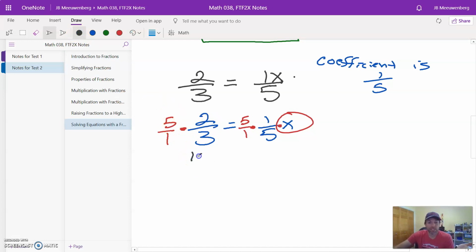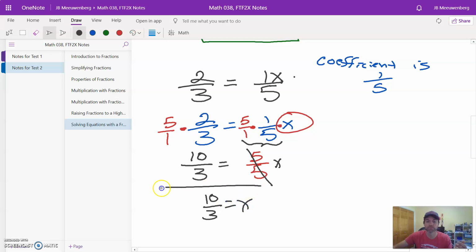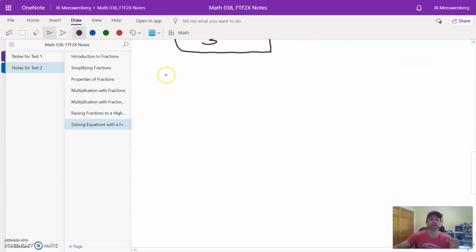Multiply. 5 times 2 is 10. 1 times 3 is 3 equals. Notice this stuff right here, the 5s and the 1s, when we multiply, we just end up with 5/5 x, which can cancel out. And we're left with 10/3 equals x. It doesn't matter that the x is on the right side. It still works the same way. Okay, next one.